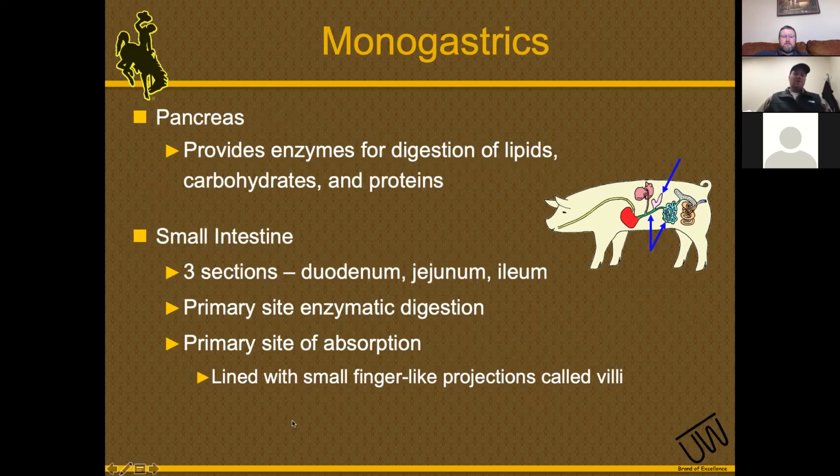So the lining of the small intestines has all these finger-like projections. And it's going to be the same thing when we talk about the rumen having papillae. What that does is increase the surface area so that absorption can occur over a greater spectrum of tissue rather than if it was smoothly lined.